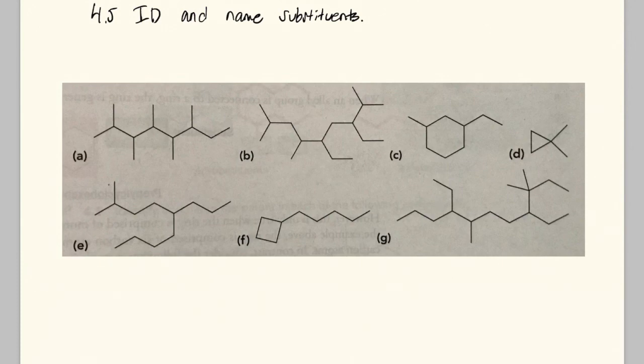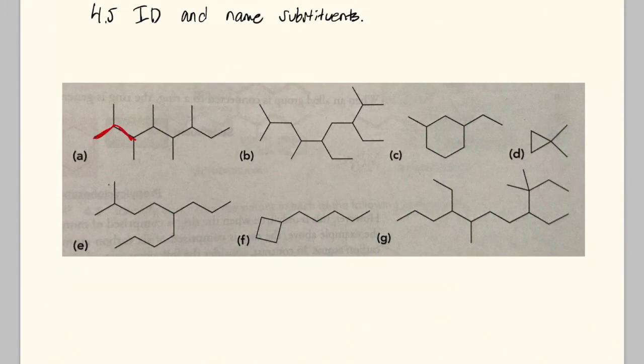Okay, this is question 4.5 in Klein's second edition organic chemistry textbook. Basically, they want us to identify and name the substituents on each of these organic molecules. Now, these are alkanes. We know this because there's no double bonds or triple bonds or any other interesting functional groups. But before we start doing that, we need to first rule out the parent chain.